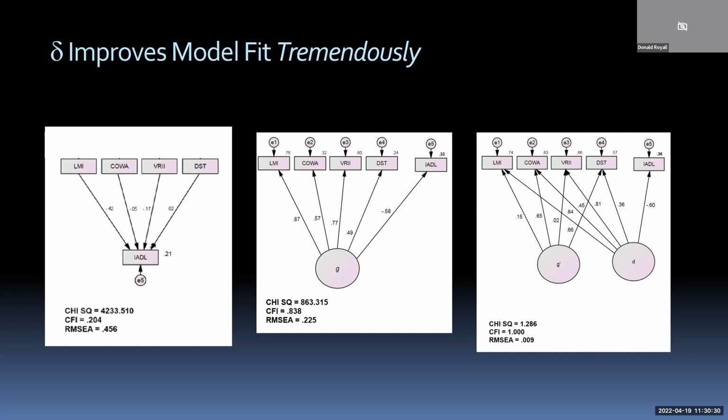But this fit is not perfect. If you turn it into a D homolog instead, now you have near perfect fit. You retain the strong association with IDL, and you're explaining much more variance in functional status than you would with a simple regression model.